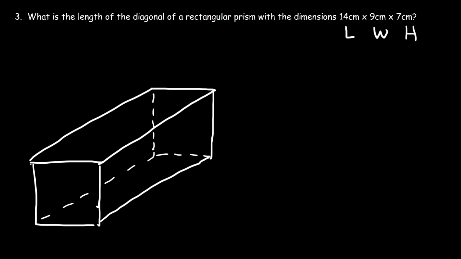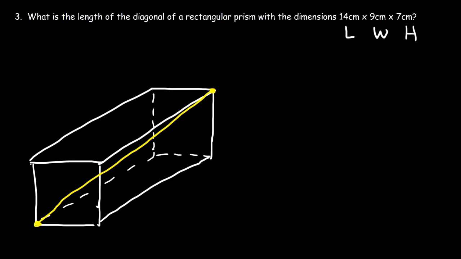So we need to find the distance between one edge of the rectangular prism to the other edge. So basically we're looking for the length of the yellow line. So how can we go ahead and find that? How can we find the length of that line?